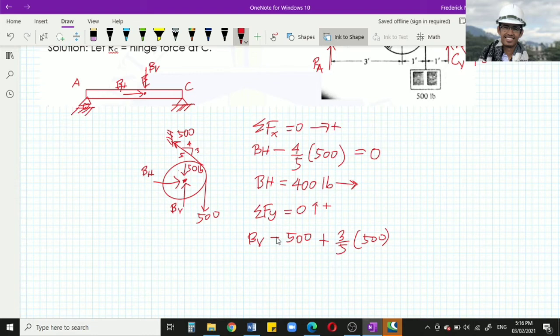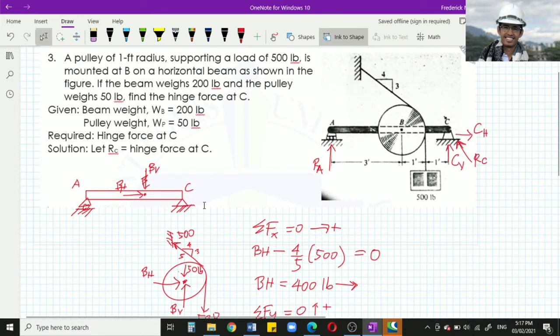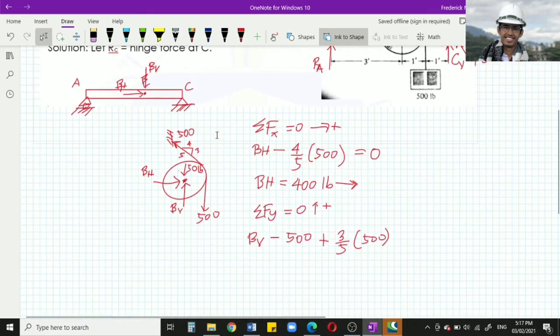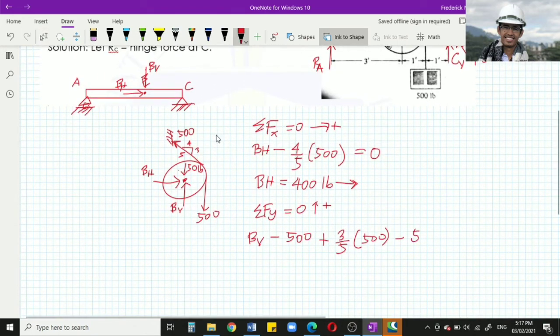At kapag nag-summation forces vertical tayo, kasali yon, always na kasali. So ano pa yung iba, yung 50 pounds na weight ng ating pulley. So yung weight natin ng ating pulley is 50 pounds acting downward. So minus 50 pounds is equal to 0. Okay.